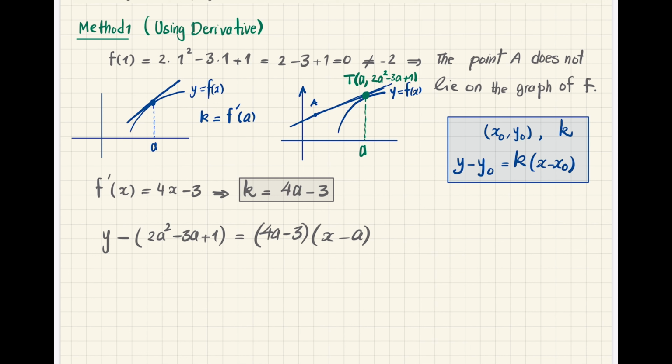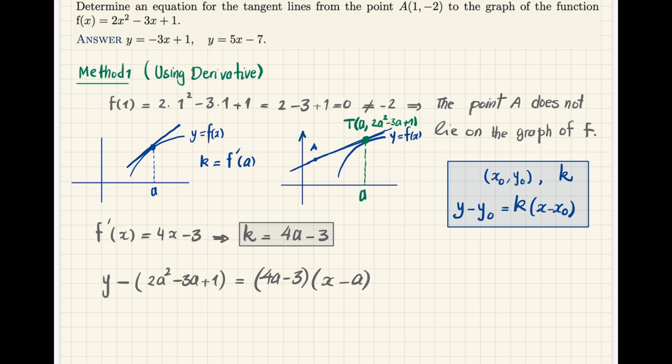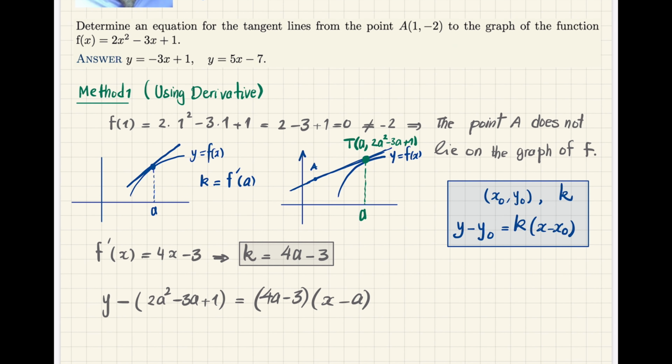But how can I find that? Oh, okay, I know that this tangent line is supposed to pass through this point. So it means that the coordinates of the point A should satisfy the equation of the tangent line. So if instead of x, I put the x coordinate of my point A, and instead of y, I replace the y value here, this should be a correct equation. Okay, so I will do this.